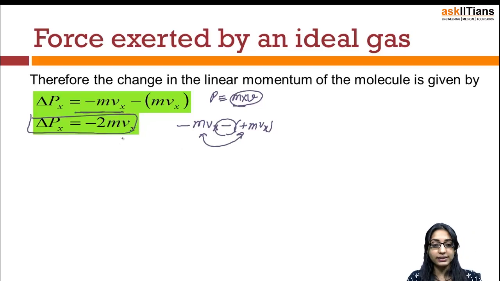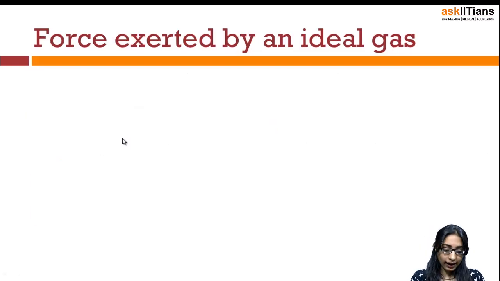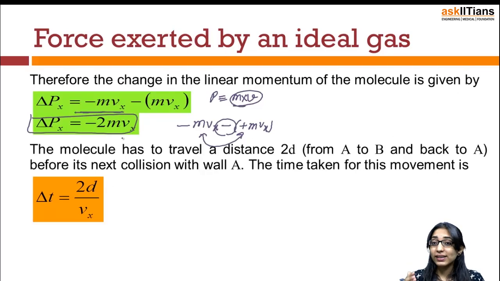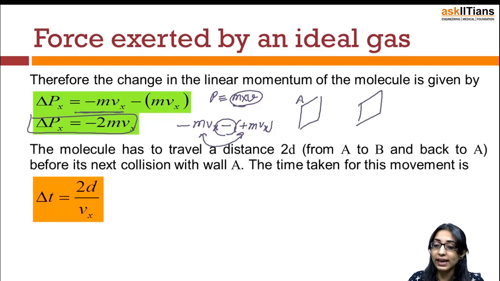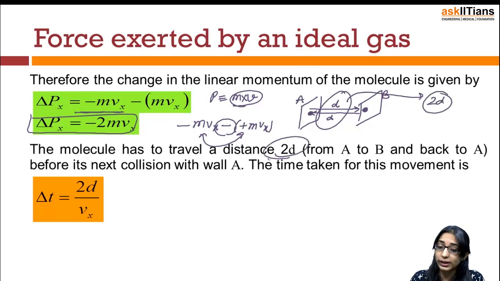and hence delta Px is written as minus 2mVx. So I'll simply say that the molecule has to travel a distance 2D from A to B and back to A before its next collision with the wall A can be effected. For example, this was the wall and this is another wall. Let's say this is A, this is B. That means the molecule has to go the distance D, get collided with the wall B, and then again come back to the wall A, and only then will it collide. That means before the second collision can take place, the molecule is going to travel a distance of 2D. This is what has been written over here.